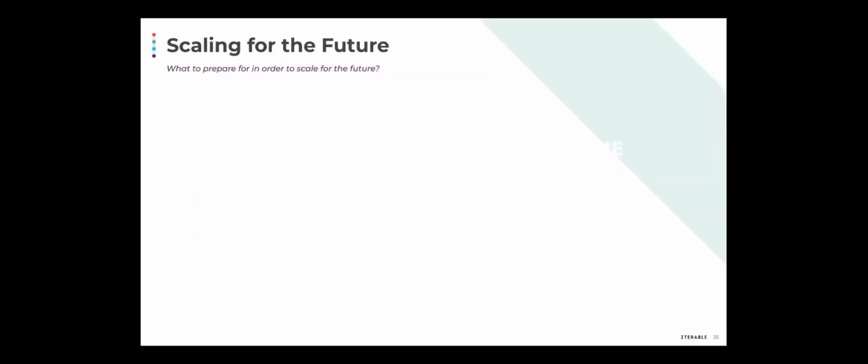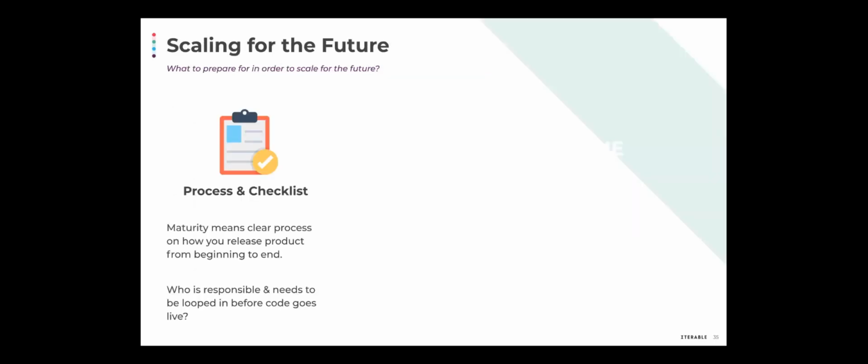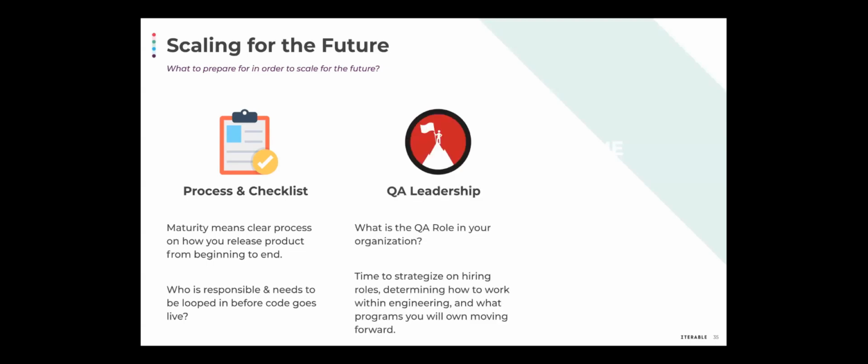So how do we scale to enterprise level, right? Process and checklist, right? Apple's famous for this. They do not want teams to guess at what to do, right? Maturity means clear process from how you release from beginning to end, right? People should know who's responsible and what needs to be looped in before code goes live. This is how you maintain quality.